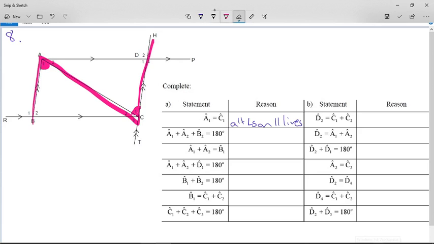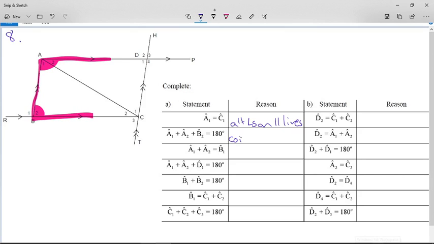Now it says to you, what happens if you look at A1 plus A2? So that's this whole angle A, A1 plus A2, plus B2, here is B and there is B2. They are equal to 180. Well, if we look here, can you see we've got a nice C shape? So when we have a C shape, we have co-interior angles on parallel lines.